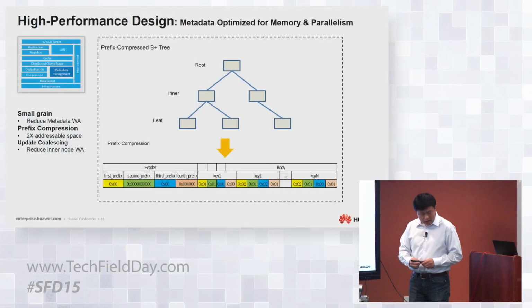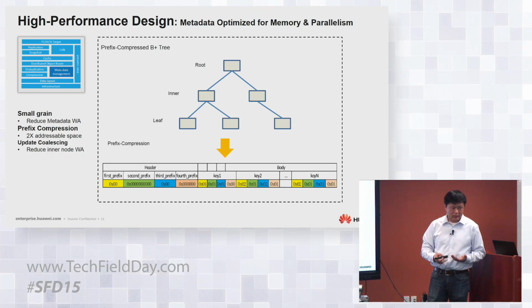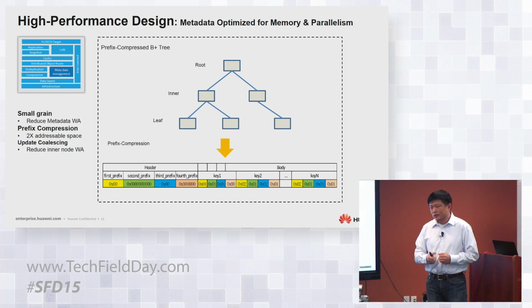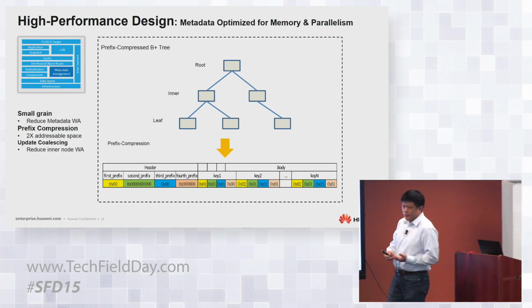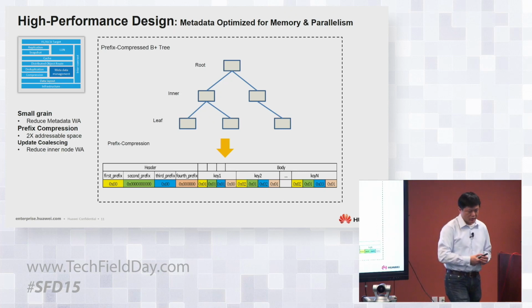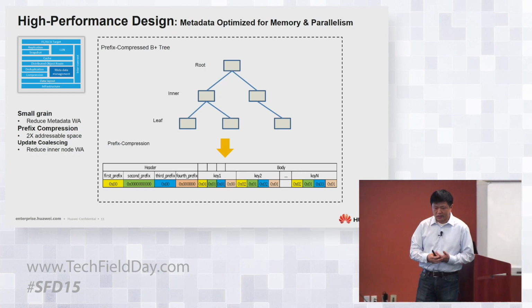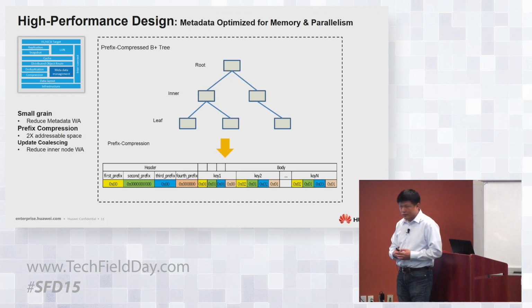And also, one key point in our all-flash array is the metadata design. With the metadata design, we're trying to achieve two objectives. First is to optimize for memory so that we can address more flash. Second, we try to optimize for parallelism, meaning we can make it run faster without stepping on each other.